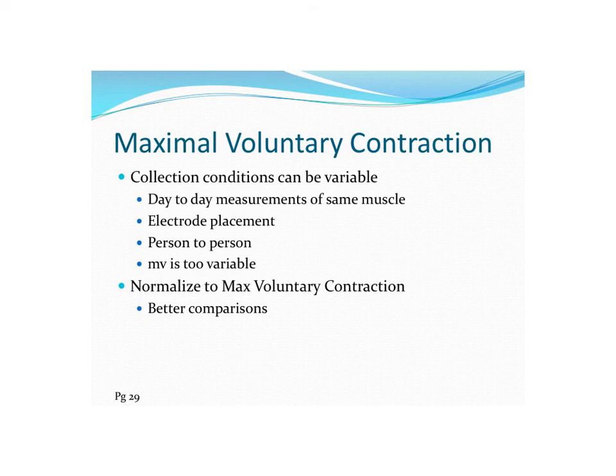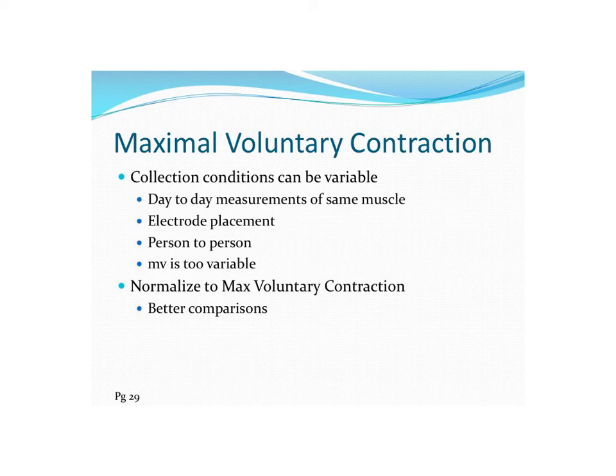The key concept in electromyography, or EMG, is the maximal voluntary contraction. It's a unit of measurement that allows us to compare EMG signals between muscles, between people, between studies. Otherwise, it would be very, very difficult for us to make any sense out of this measurement.